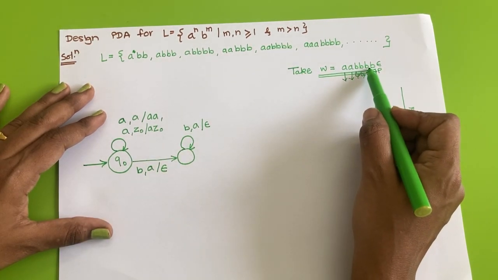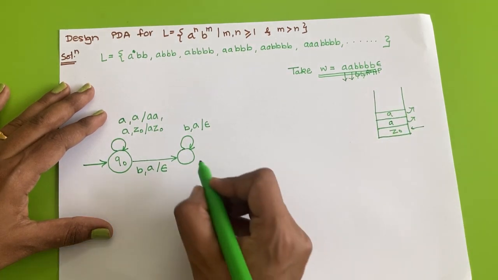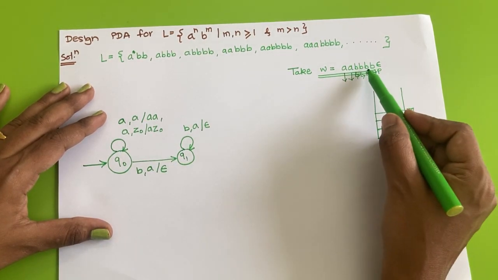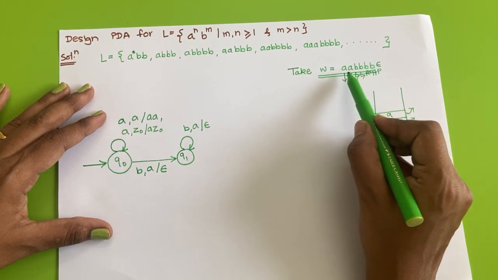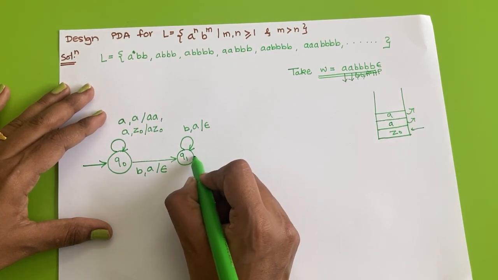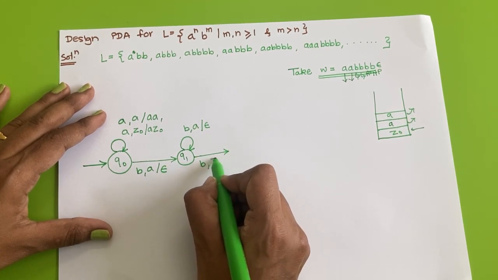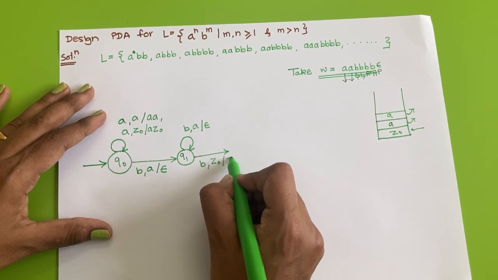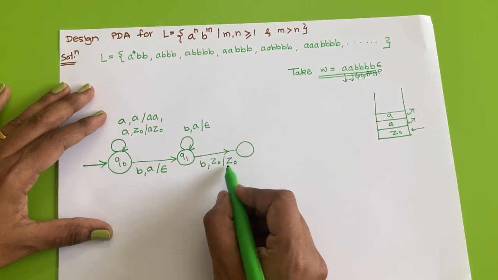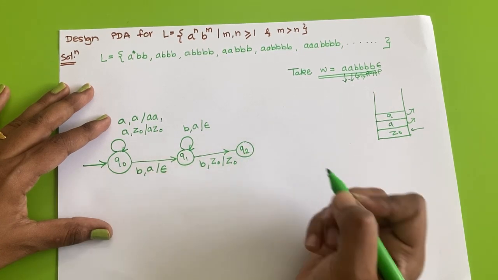After that we will read input symbol B and we have top of stack as Z0. For that we have to do no operation, because the B's are extra in number than the number of A's. So the first no operation is performed like this: we are reading input symbol B and top of stack is Z0, then we do nothing, meaning we perform no operation on the stack. This transition performs no operation, and we go to state Q2.